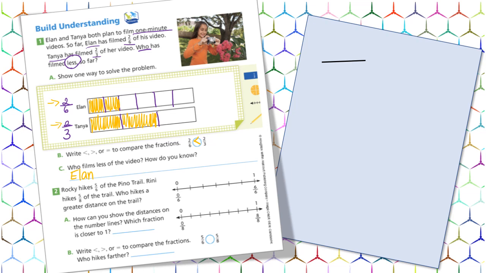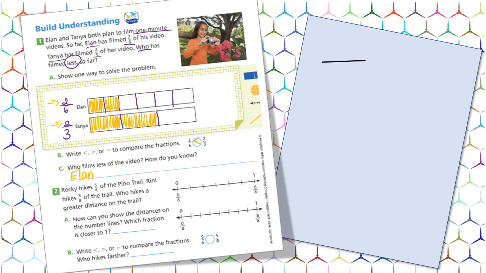Let's take a look at number 2. Rocky hikes 5/6 of the Pinot Trail. Rini hikes 5/8 of the trail. Who hikes a greater distance on the trail? Well, I see that I have 2 number lines this time instead of my bar models, and I don't have them labeled. What can I do to know which number line belongs to which person?